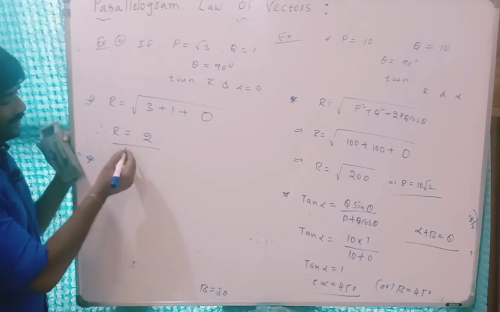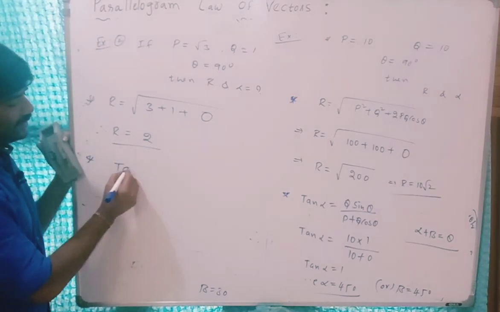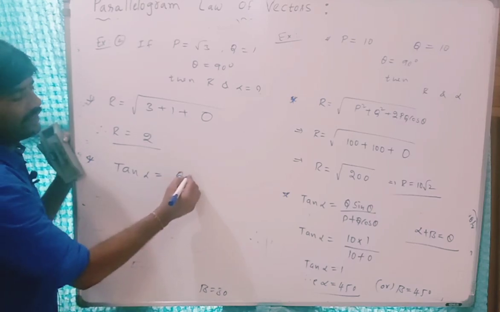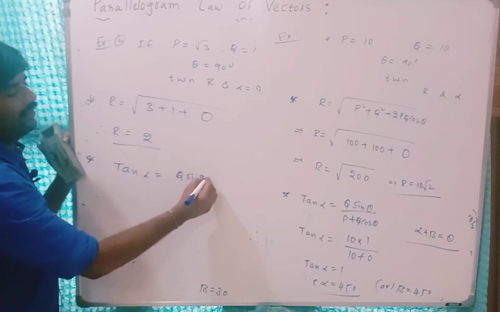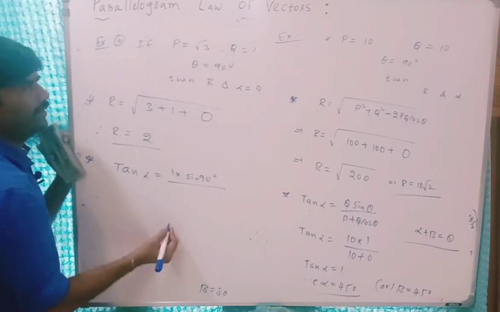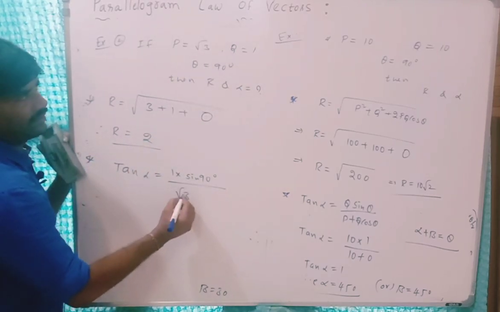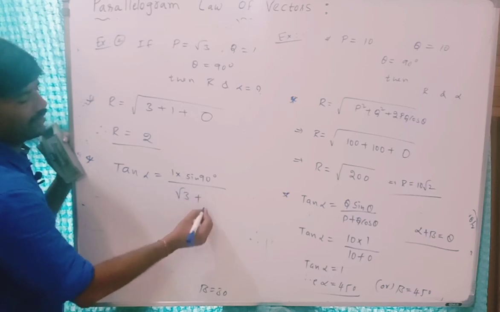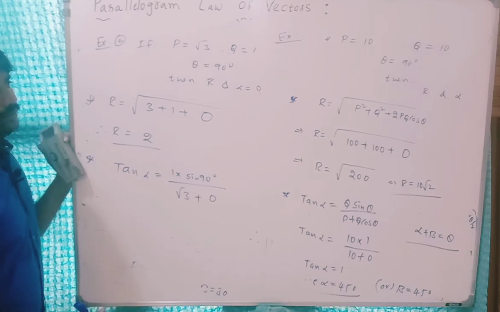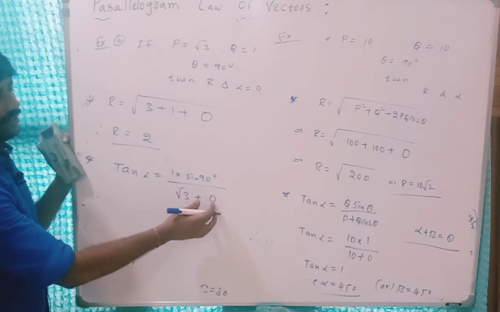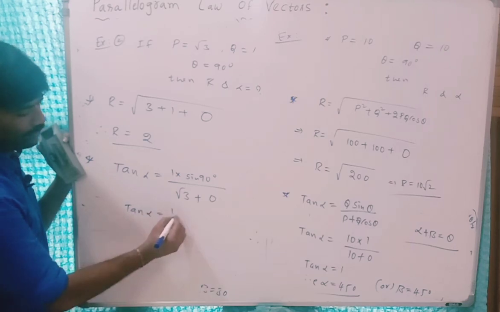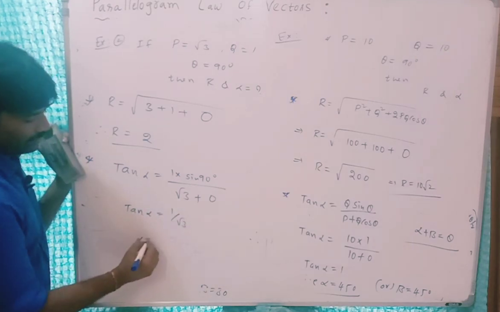Now the direction of this R vector is given by tan alpha equal to Q sin theta by P plus Q cos theta. What is Q? 1 into sin 90, by P plus Q cos theta. P is root 3, cos 90 is 0. Clear? So tan alpha equal to 1 by root 3. So alpha equal to 30 degrees.